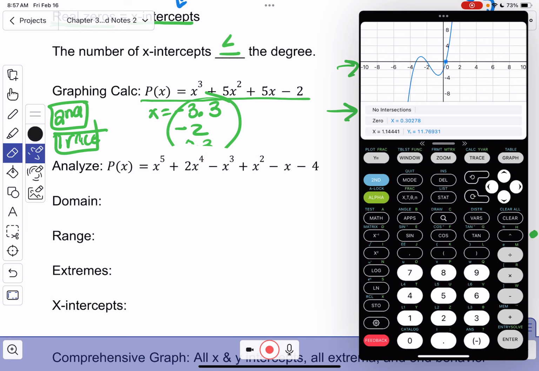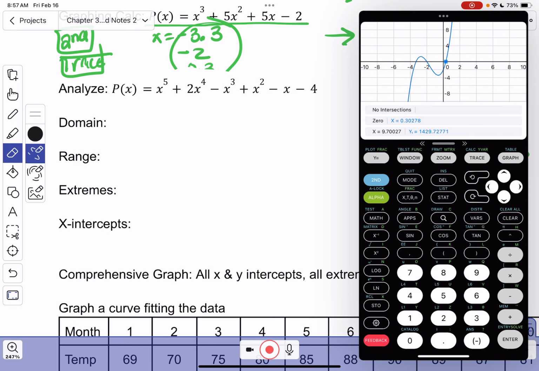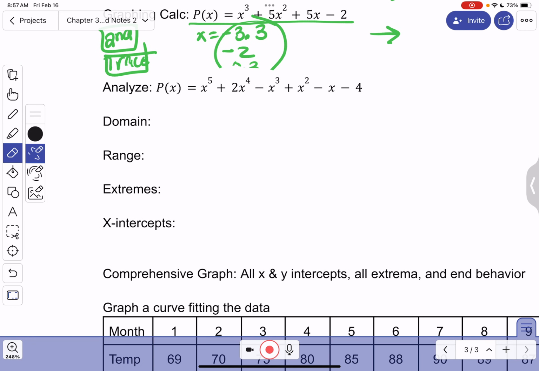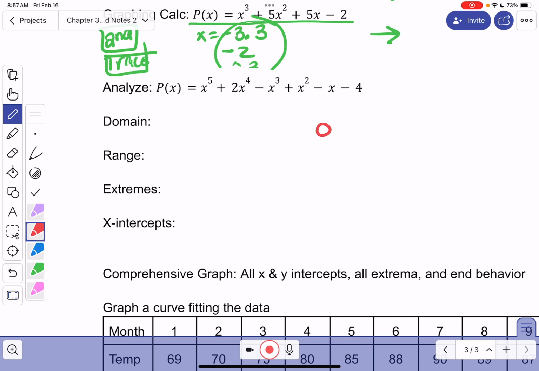When you are asked to analyze, we're going to look at the graph and we're going to figure things out. So if it's 5, 4, 3, 2, 1, 0, we know it's odd because that's a 5. And that's a positive 1. So we know one end is going to go up, one end is going to go down. That makes the domain and range both negative infinity to infinity. Extremes are going to be the bumps. So we would have to put that in the graph.